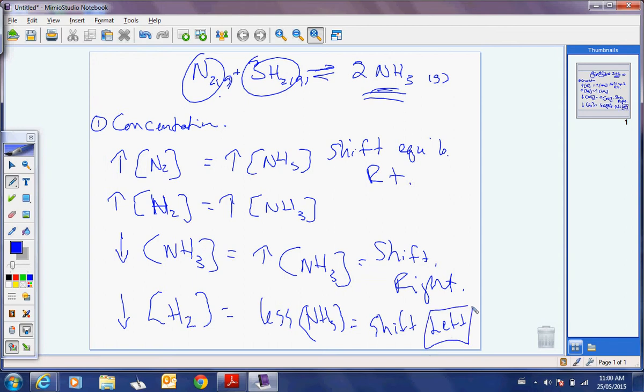So each time the equilibrium thinks, I need to restore balance again. Okay, I need to maintain that K value. If you've taken away your H plus, it's going to want to replenish it. How can it fill it again? If I've taken this away, it wants to replenish it. So I'm going to shift it this way to fill it up again.